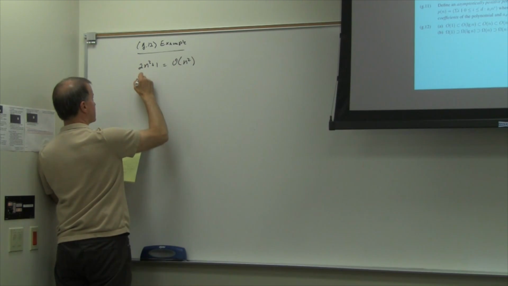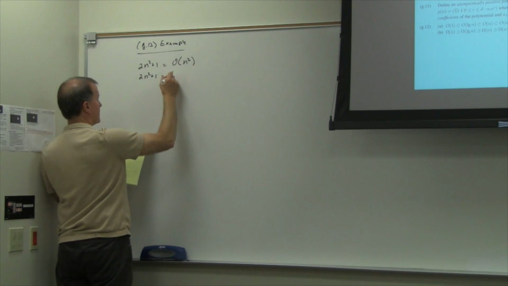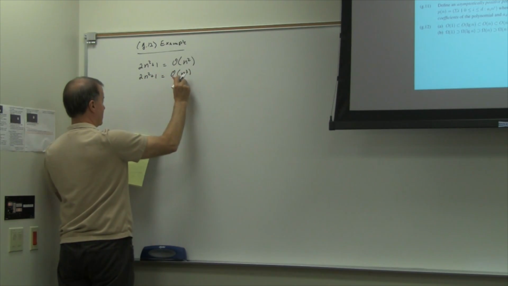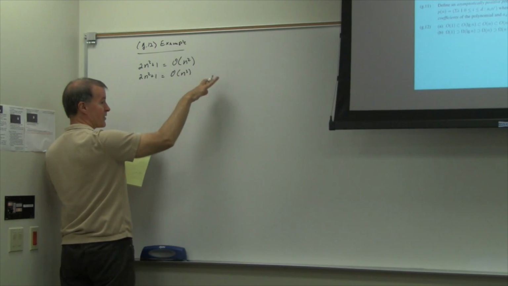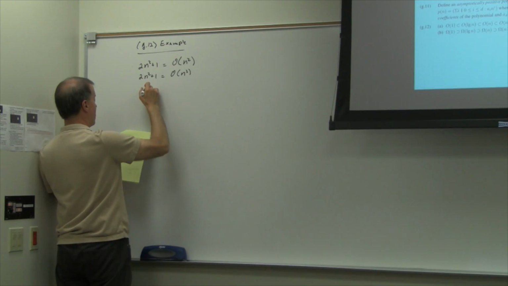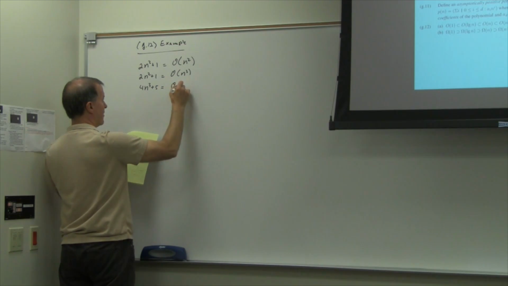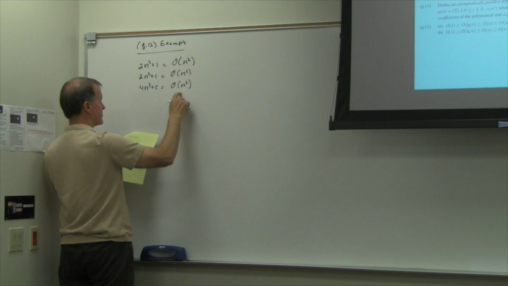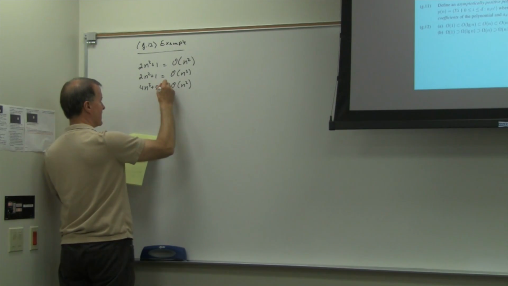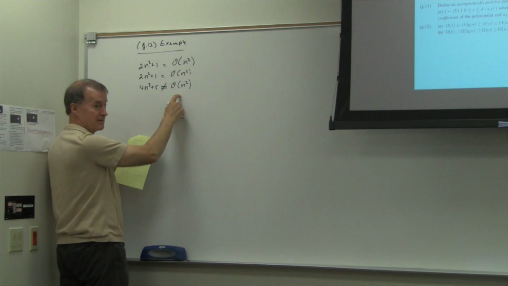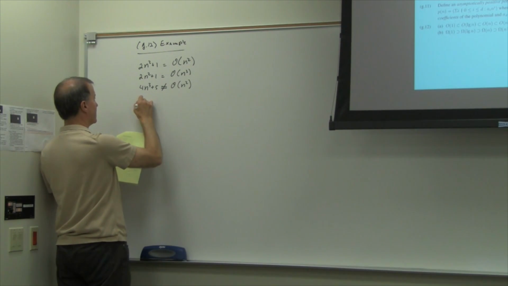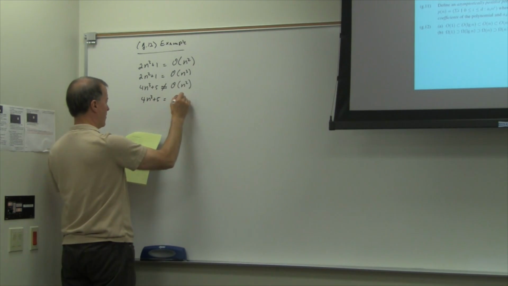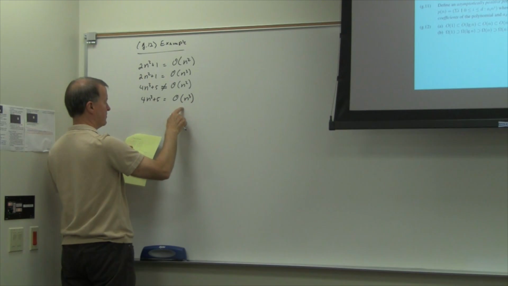And how about this? 2n squared plus 1 is big O of n cubed. Do you agree with that? Yes, because if it's bounded above by n squared, for sure it's bounded above by n cubed, right? And how about 4n cubed plus 5 being big O of n squared? Is this true or false? False. So we'll say that's not the case. And how about 4n cubed plus 5 being big O of n cubed? That's true.